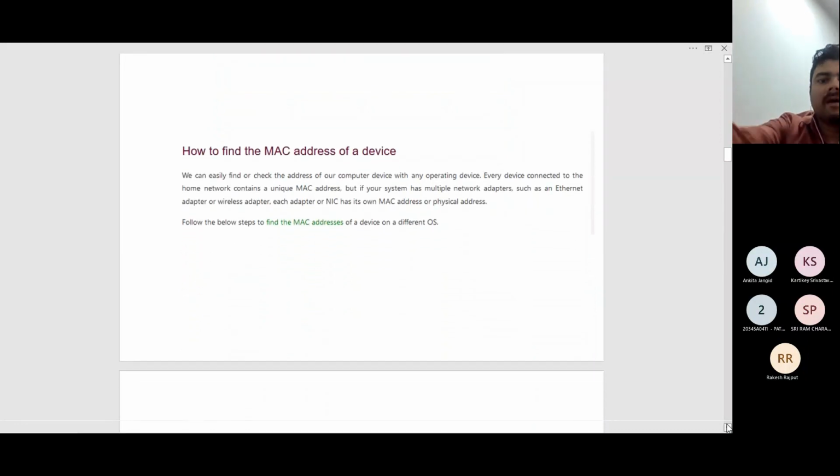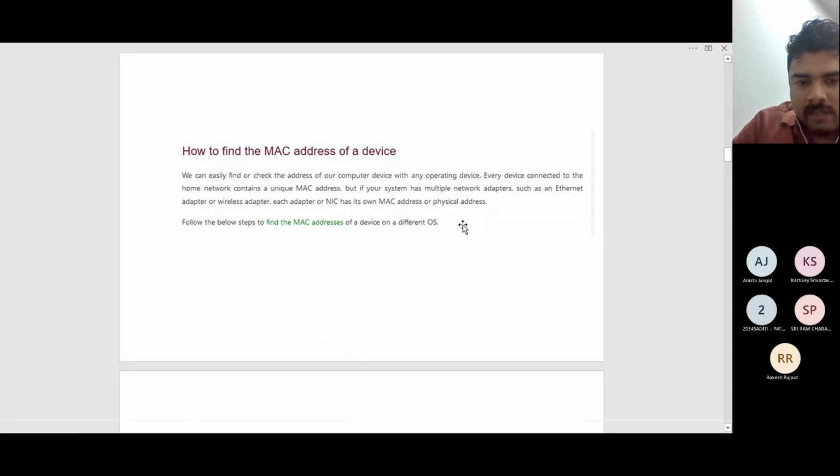Then how to find the MAC address of a device? We can easily find the MAC address of our computer device with any operating system. Every device connected to the home network contains a unique MAC address, but if your system has multiple network adapters, such as an Ethernet adapter or wireless adapter, each adapter or NIC has its own MAC address.